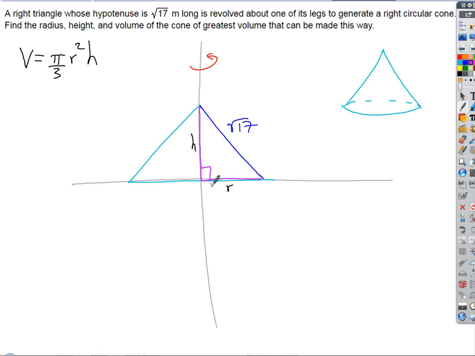So let's be smart about this. Kind of look ahead here for a second. In my equation of constraint, which variable am I going to substitute? H, I would say, because we'd rather not have it squared. Right, exactly. So what does the Pythagorean theorem give us here?